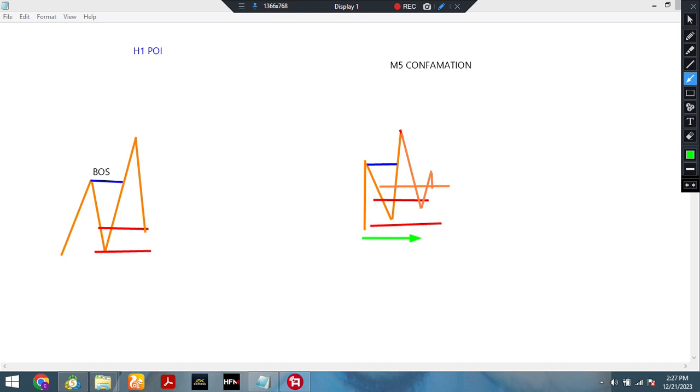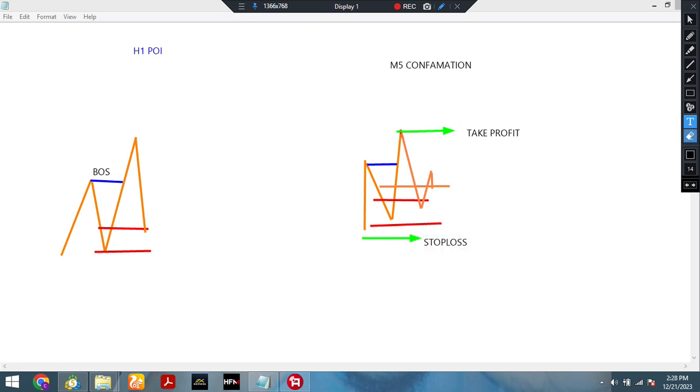Then your target, since it's a sniper entry, your target will be at this point. So that means here will be your stop loss. This is going to be your take profit. And here will be your stop loss. So you see, it will be safer for you to do this.